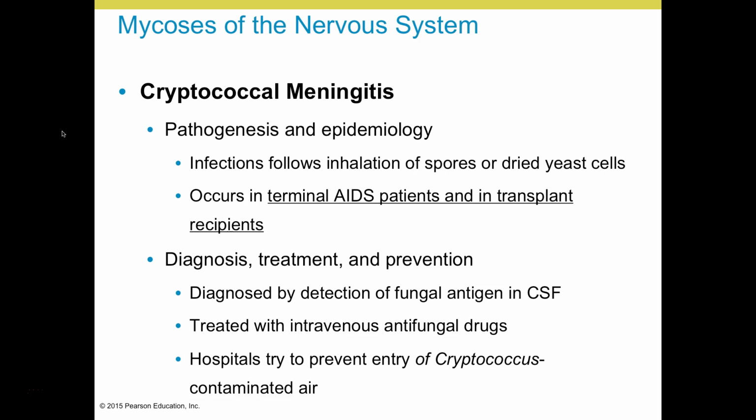What is the pathogenesis and epidemiology? It follows inhalation of spores through your respiratory system. It's rare, but it happens to occur mostly in terminal AIDS patients. How do you do a diagnosis? Again, through the cerebrospinal fluid analysis. How is it treated? Antifungal drugs. And the hospital tries to prevent this by controlling contaminated air, especially through the vents.